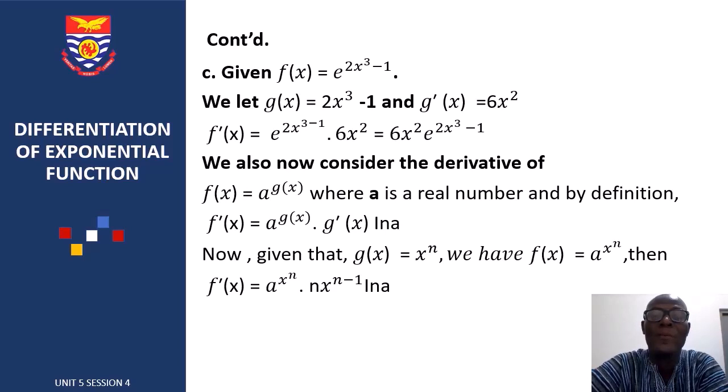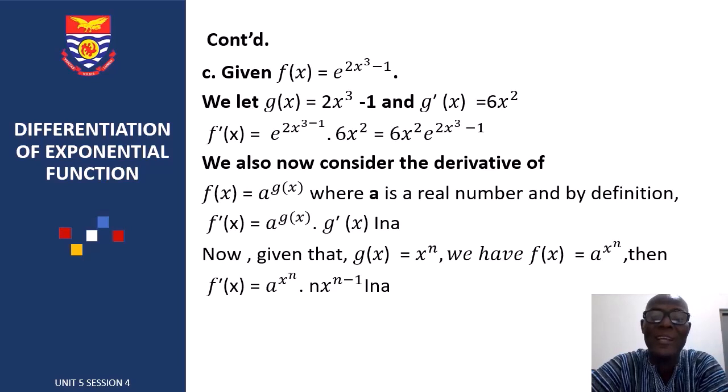We also consider the derivatives of the functions in the form f of x equals a exponent g of x, where the g of x is a function of x and is differentiable. Now, by definition, the derivative of f of x is equal to a exponent g of x multiplying the derivative of the exponent times ln a.